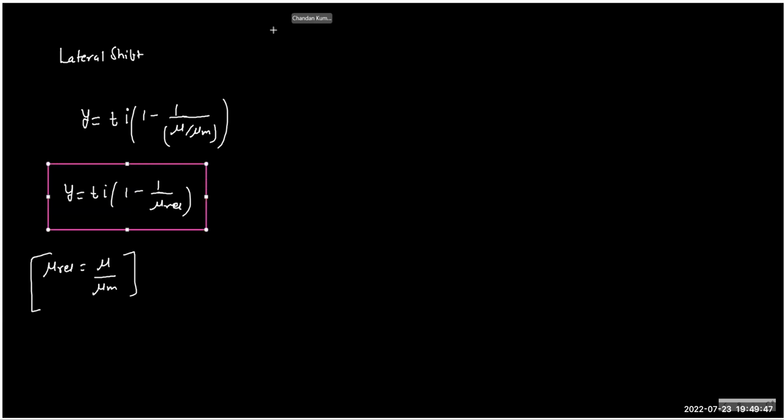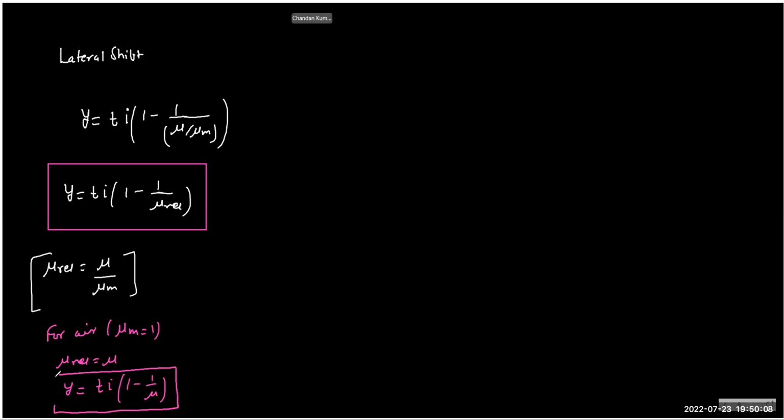And that is why this is interesting, that for air it becomes automatically 1. The mu relative becomes the mu itself, because for air we take mu medium as 1, and the y transforms into the simpler form. So again, you know when not to apply this formula. This formula is only for air, right?